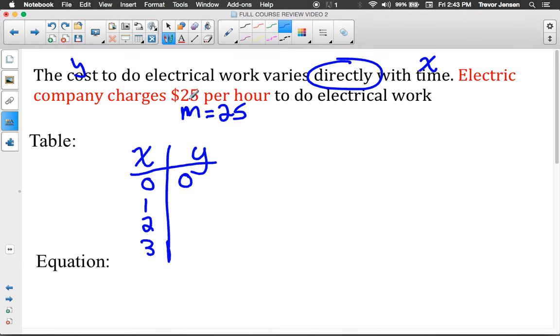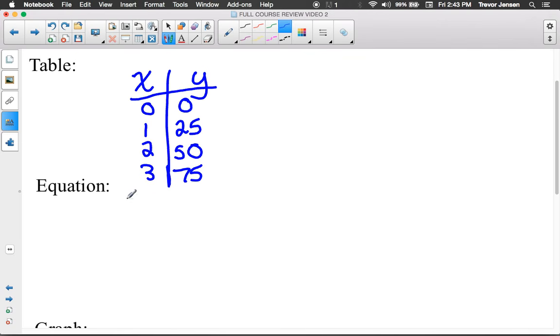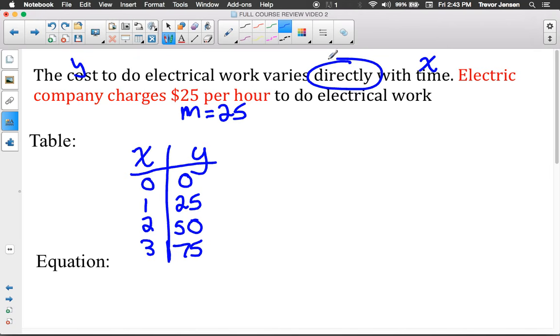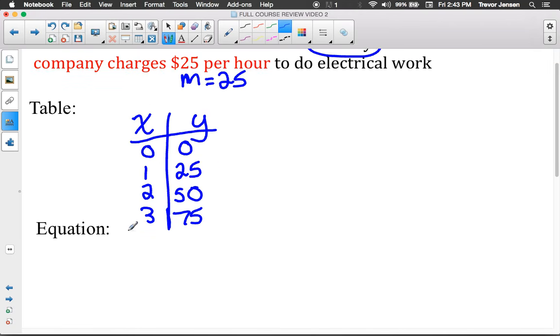If they work for 1 hour, since they charge $25 per hour, it's going to cost $25. If they work for 2 hours, it's going to cost $50, right? It's 25 bucks per hour, so 2 times 25 is 50. If they work for 3 hours, 3 times 25 is 75. It would cost $75, and so on. This shows the relationship between cost and time for this electrical company.